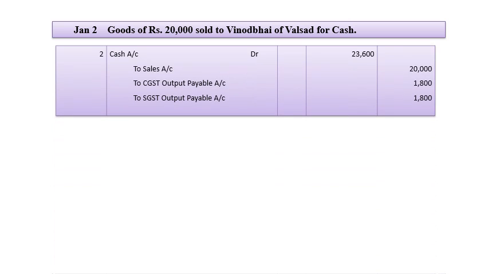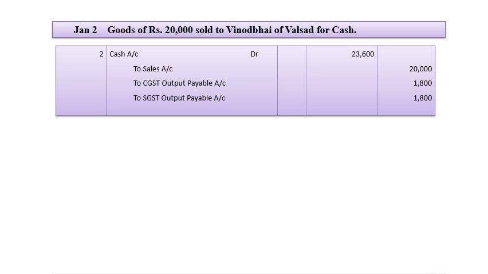Cash account debit 23,600, as it is sold for cash. So 23,600 you are going to receive. To sales account 20,000, that is the net amount. To CGST output payable account 1,800. To SGST output payable account 1,800. If you take 9% of 20,000, it will come to 1,800.